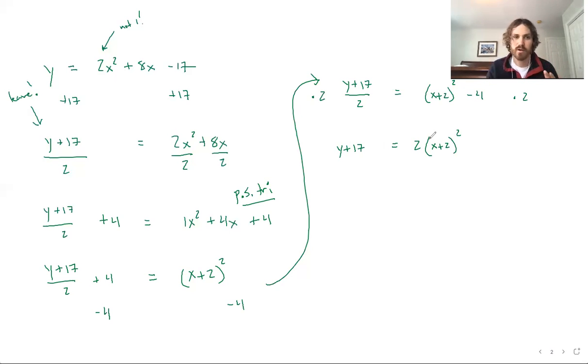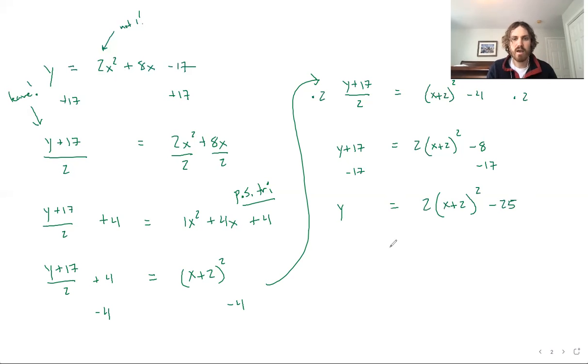If you do too much work, you'll just go back to what you had originally. We're trying to leave this now. But it does need to be -8 because we're multiplying that -4 by 2 as well. Finally, we're going to subtract 17, and then we are done. Y equals 2 times x plus 2 squared minus 25.